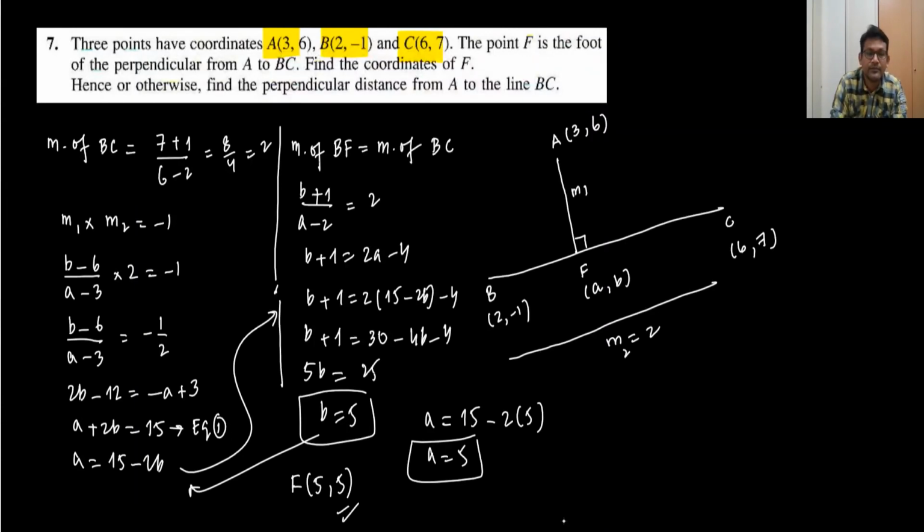We have done it. Hence or otherwise, find the perpendicular distance. Distance means, when you know the coordinates, like F is now (5, 5), you can apply the distance formula. The distance formula is the square root of (x2 minus x1) whole squared plus (y2 minus y1) whole squared. Put in the values and get the answer. I think there is no problem in this part.